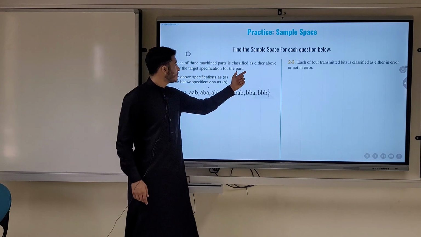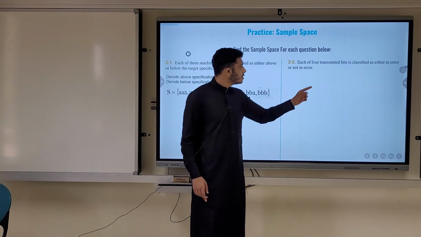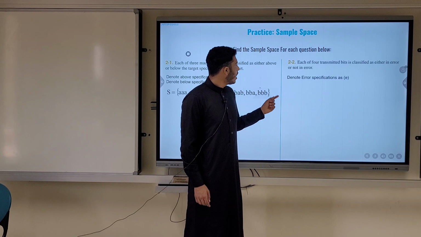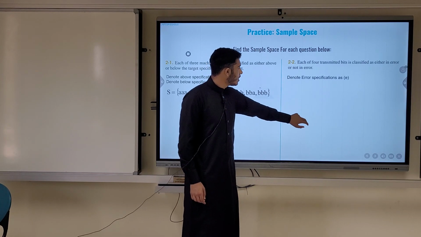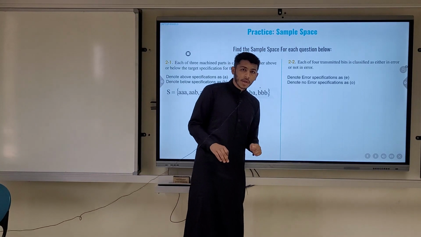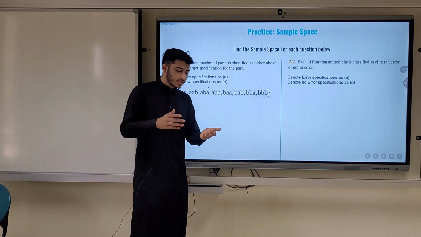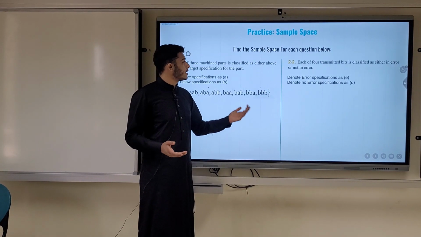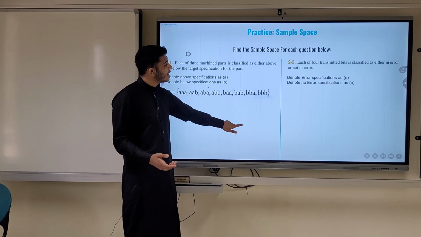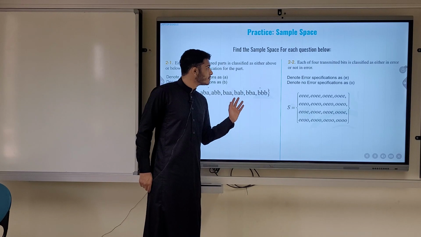So as we did here, we have to denote our classifications here. So we denote the error with the letter E, and we denote the not in error as O. And we have 4 transmitted bits. So the possible outcomes of this random experiment are, for example, all of them in error, or all of them not in error, or the first 2 in error, and you get the idea. We're going to end up with a sample space that looks like this, where it includes all the possibilities of this random experiment.